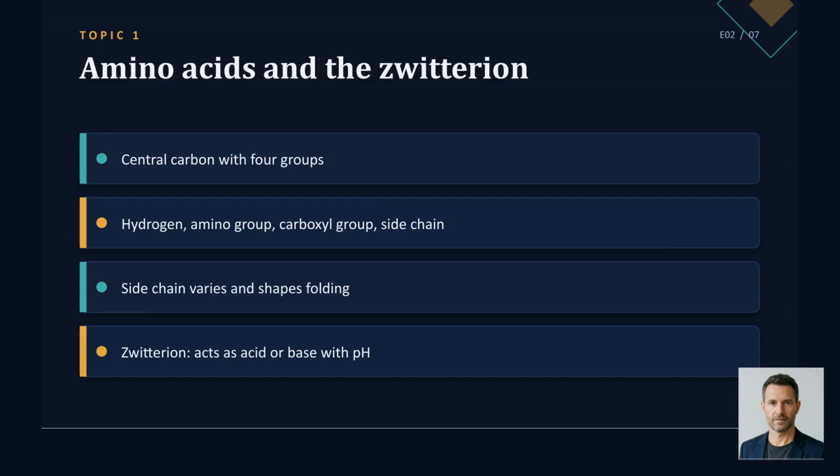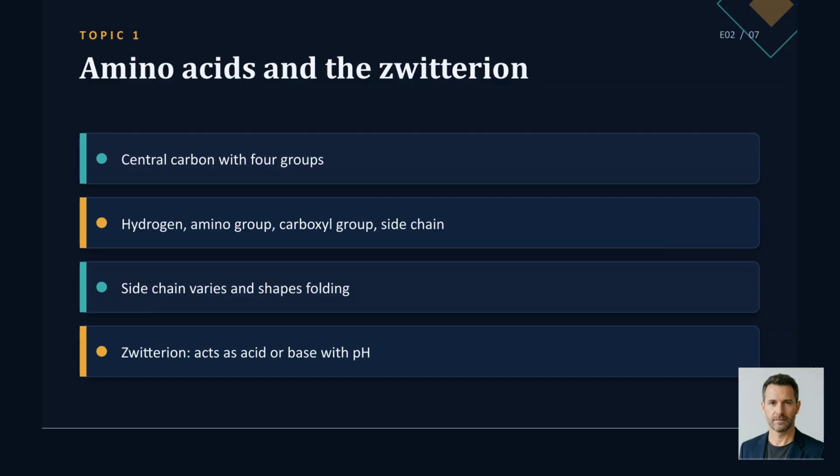Every amino acid is built around a central carbon atom carrying 4 attached groups. There is a hydrogen, a basic amino group, an acidic carboxyl group, and a variable side chain. That side chain is what makes one amino acid differ from another, and its role is to shape how the protein eventually folds.